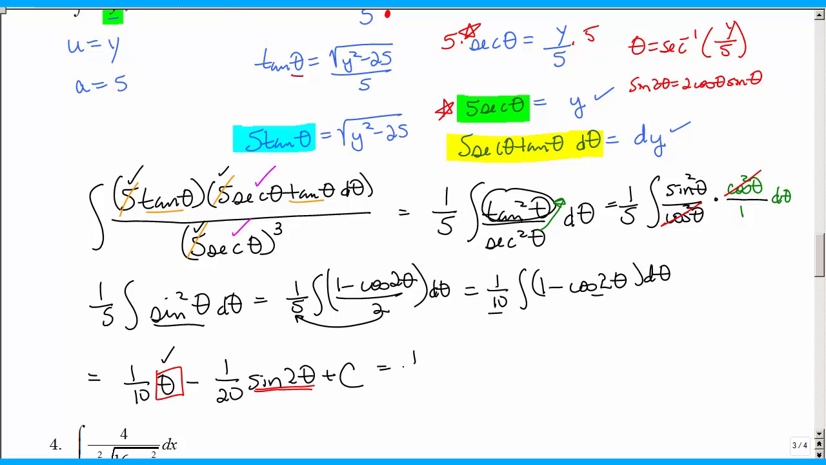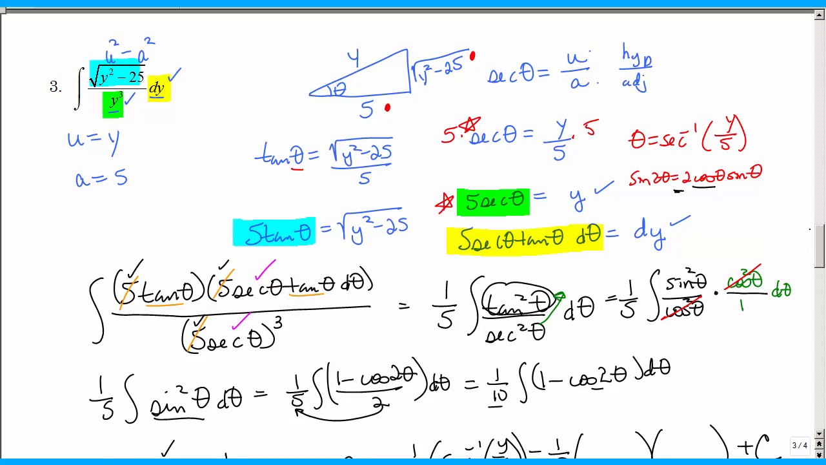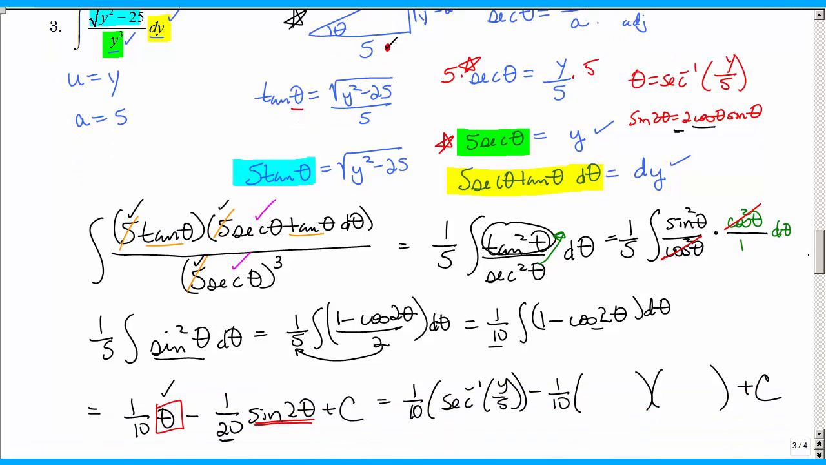Okay, so I have 1/10 theta minus 1/20 times 2, so that goes back to 1/10, of the cosine of theta times the sine of theta plus c. Cosine theta, is that anywhere on our paper? Let's see, I'm looking, no, where's the cosine of theta? Go back to your triangle. What is the cosine of theta? Back to the triangle. It's adjacent over hypotenuse. So the cosine of theta is 5 over y.